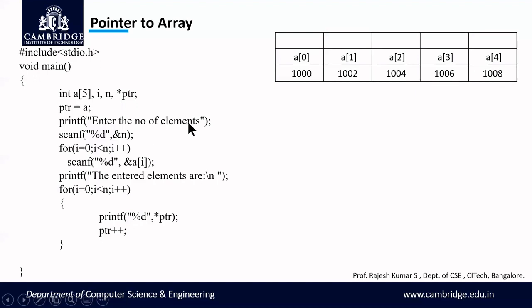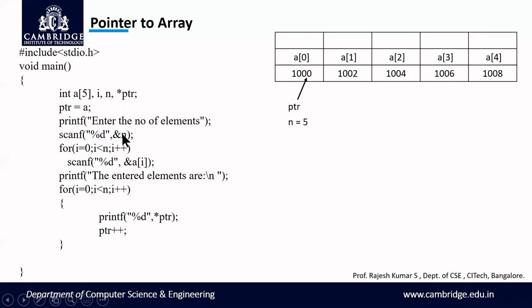Now, enter the number of elements. You are asking the user to enter the number of elements. Before entering the elements, in the second line, you can observe that ptr = a. Now ptr is pointing to the starting address of the array. Starting address is 1000. Okay. Now the next thing is, you will be asking to enter the number of elements.